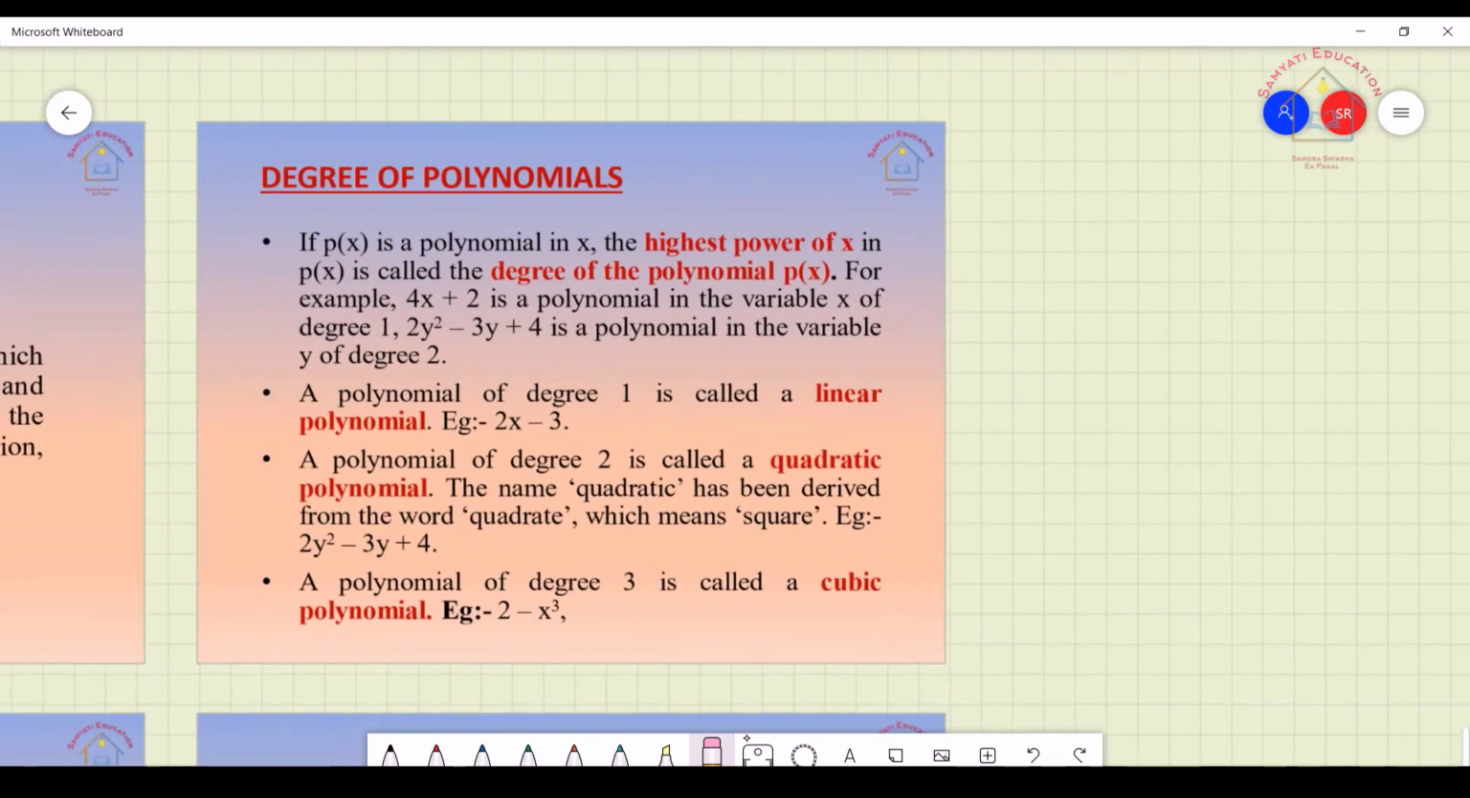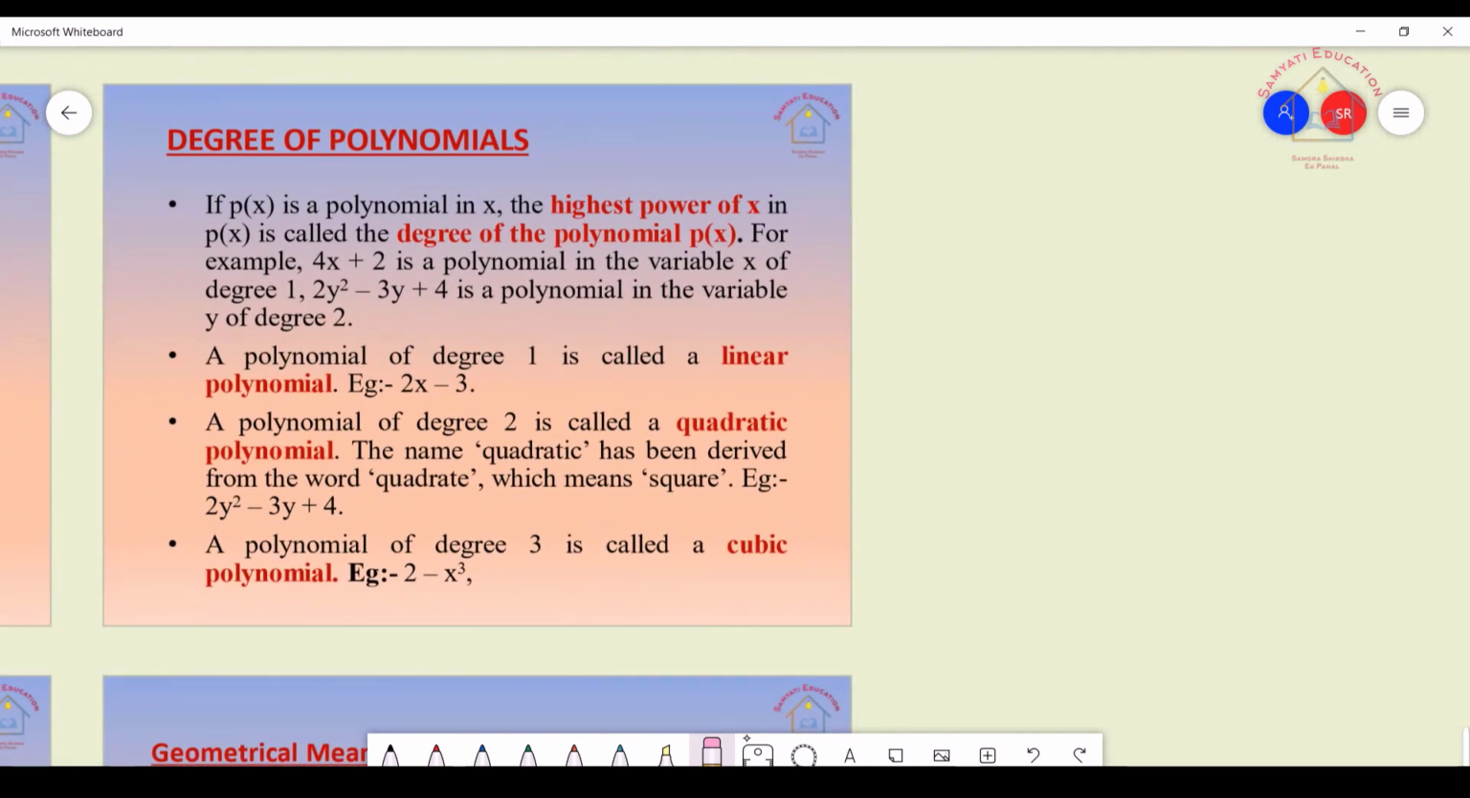Now we are going to talk about the degree of a polynomial. What is the degree of a polynomial? The degree of a polynomial is the highest power. Degree of a polynomial denotes the highest power.